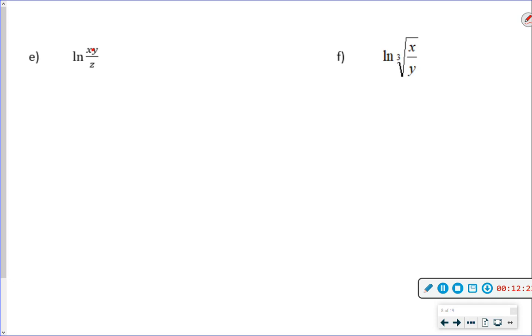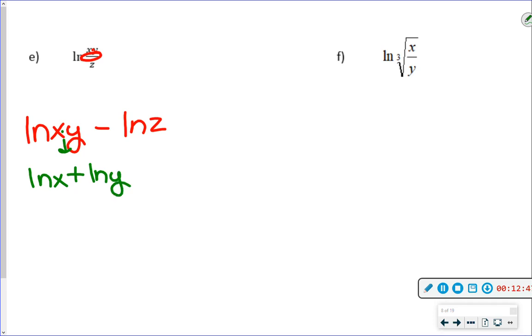So I'm going to expand quotient out into subtraction. So I'm going to do the ln of the numerator, I'll deal with that in a minute, minus ln of the denominator. Now of course I can still keep going because you have product between x and y. So I'm going to expand that out to my addition. So I'm going to make this ln of x plus ln of y. And of course I still have my minus ln of z.